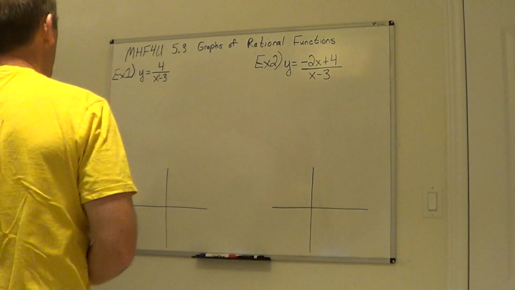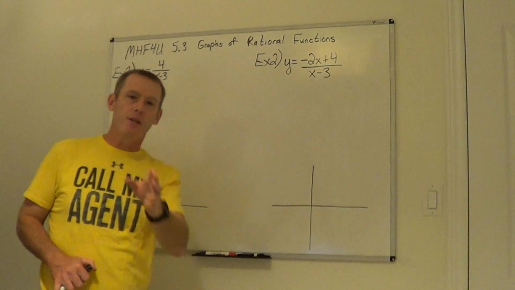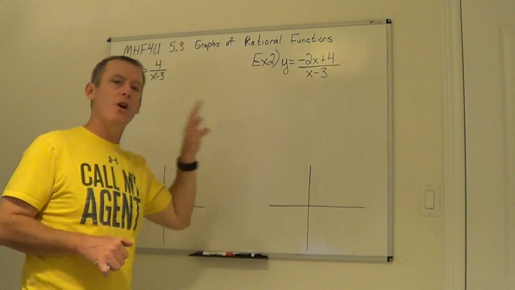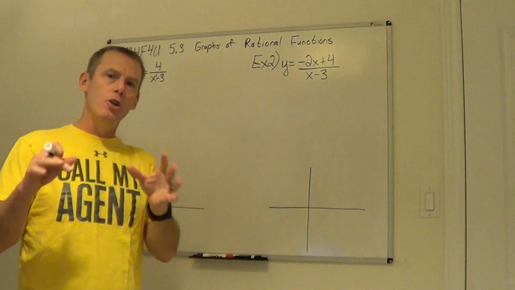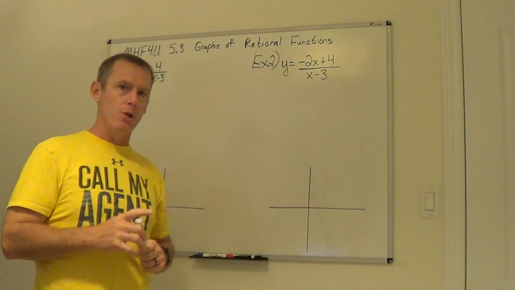Alright, so I'm looking at Day 2, 5.3, Graphs of Rational Functions. This is an extension of Day 1 where we're not only finding the asymptotes of our graphs, but we're actually going to look at the behavior of our graph around those asymptotes.